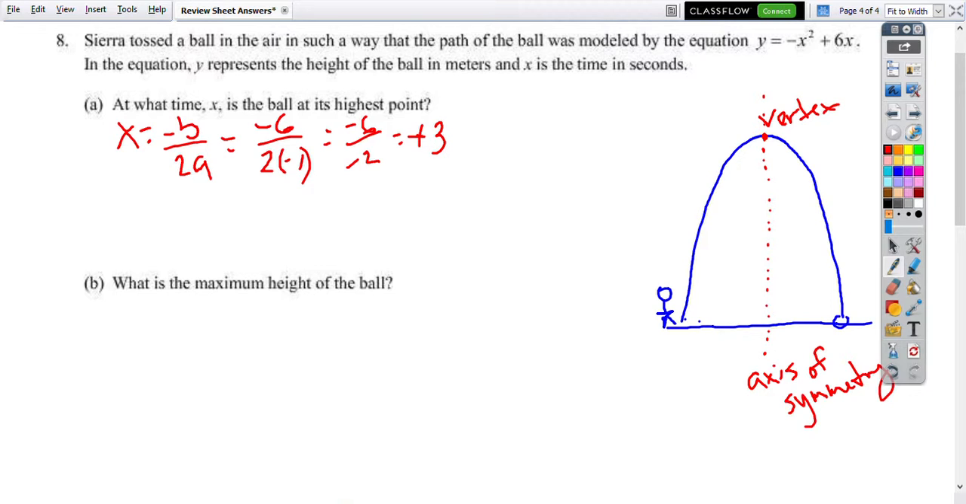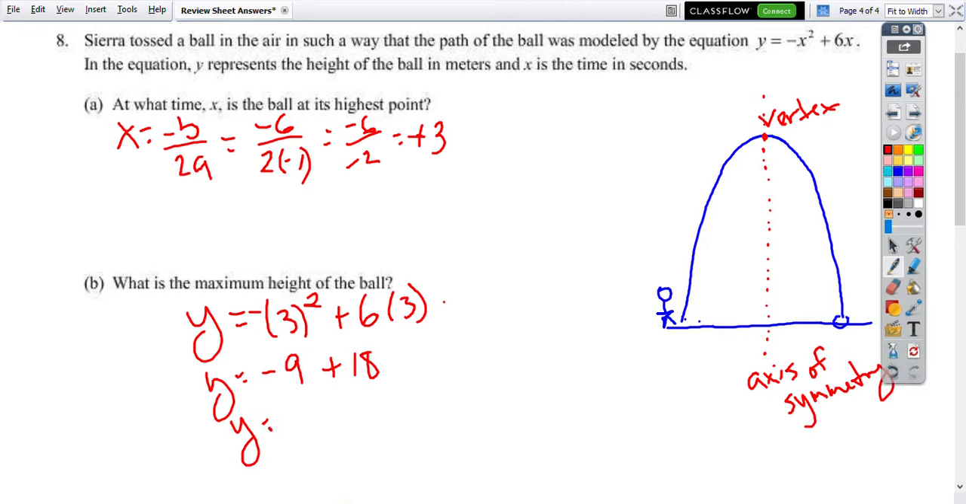So when is the ball highest? It's at 3 seconds. Then for the maximum value we want to plug in. We want to know the y value if we plug in 3 for x. Because this negative is in front, we're actually going to square it and then make it negative, plus 6x, and instead of x, we plug 3 in here. So negative 3 squared is negative 9, plus 18, which is equal to 9. So the maximum height of the ball is 9, and it takes 3 seconds to get there.